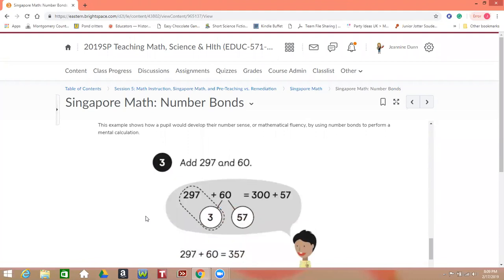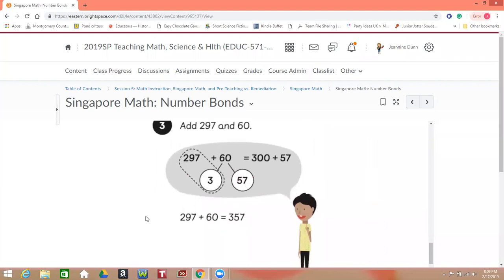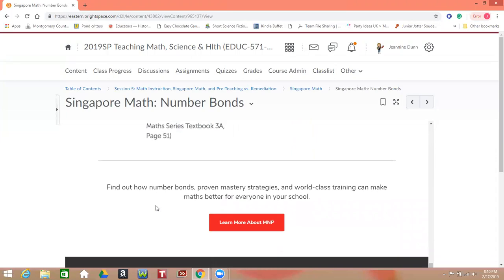And then this is probably the one where we take number bonds a step further. This is the one that always throws the parents off, or they wonder why they're teaching it this way. But being able to recognize that 60 is not just 60. 60 could be 3 and 57. So if you're adding more complex or larger numbers, sometimes it's easier if you can think of a way to get to the 100 to be able to add up, right? So if you took 297 and added 3 from the 60, that would get you to the 300, and then all you have to do is tack on the 57. So that's just one example of how they start to take it to the next level.